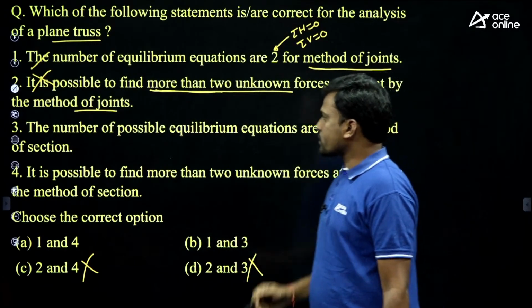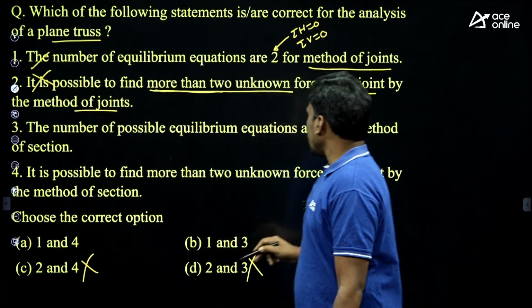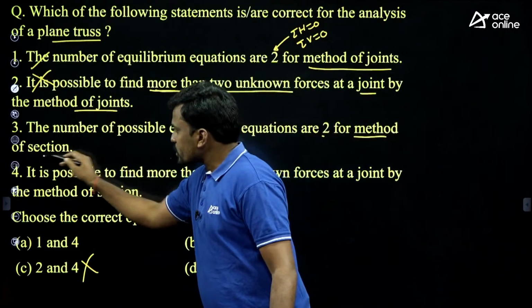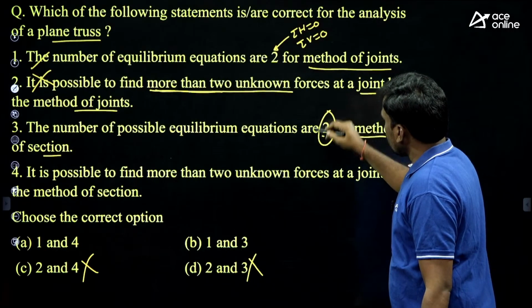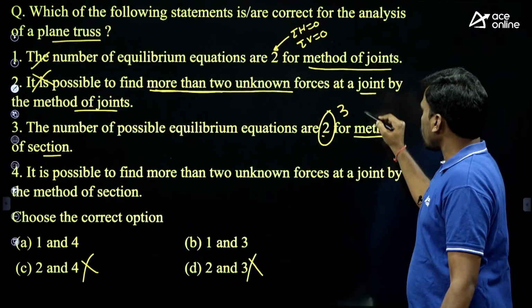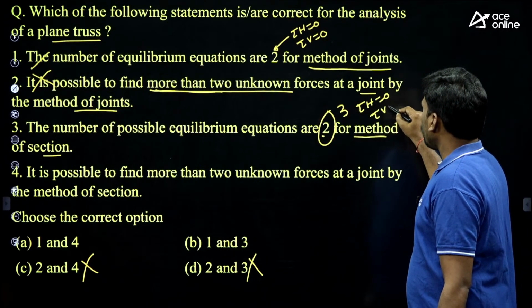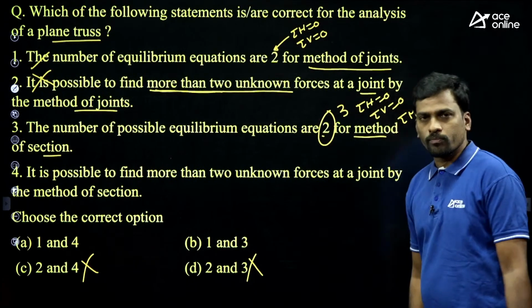Okay, then next, 3, the number of possible equilibrium equations are 2 for method of section? No. Okay, so how many equilibrium equations in method of section? It is 3, right? It is not 2. What are the 3 here? Sigma H equals 0, sigma V equals 0, and sigma M equals 0.